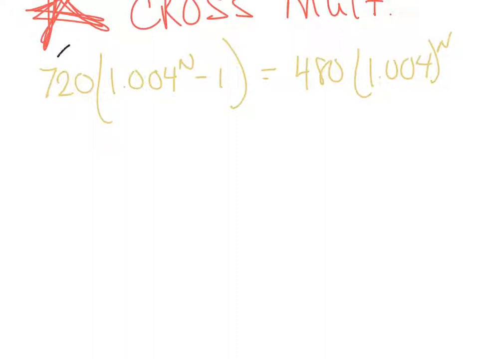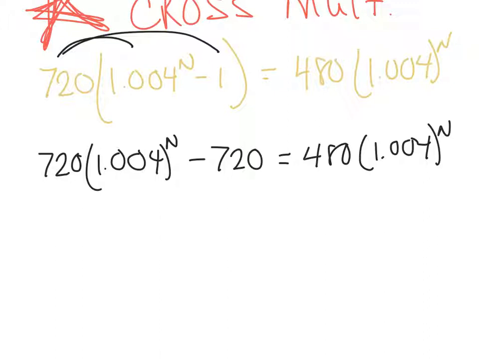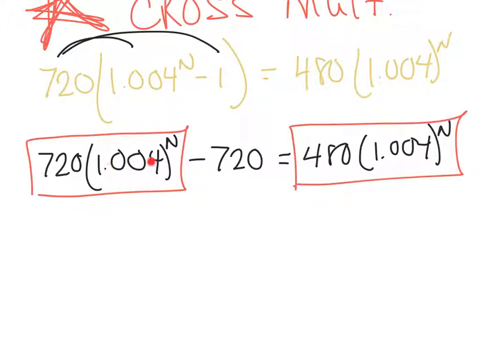So here's what I'm going to do. I'm going to distribute this, but you've got to be smart. You can't actually multiply these two together because this is attached to the N. So I'm really going to say it's 720 times 1.004 to the N minus 720 equals 480 times 1.004 to the N. Again, I want to stress you can't actually multiply those two together because this is attached to the N. Now, remember, your goal is to put the like terms together. This is a like term with this. What do I mean by like terms? They have the same base and exponent, so they're alike.